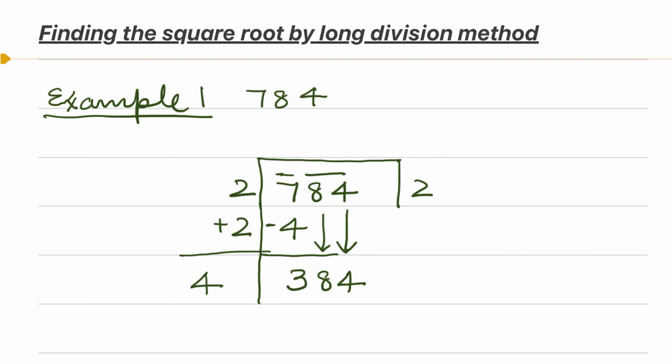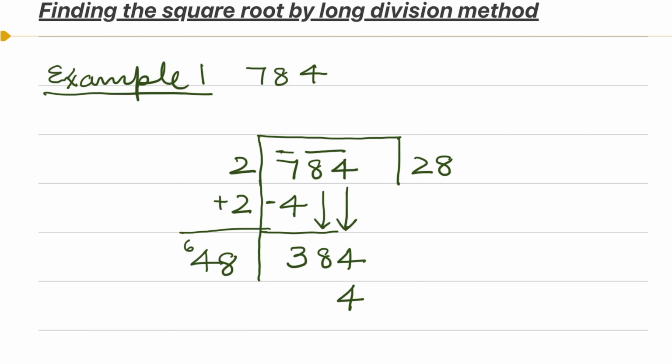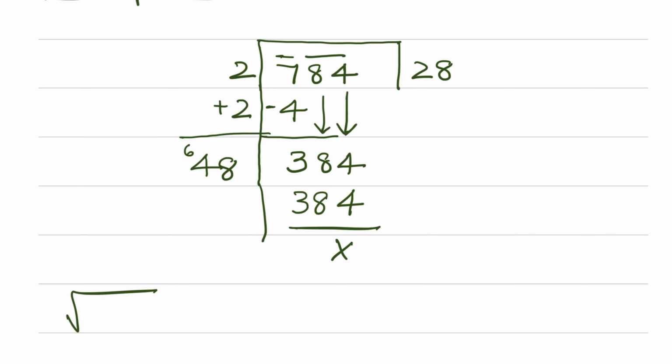9, 9 times 4 will be 36, but it will be more than 384 if I multiply 49 by 9. So let me take 48 and 8 here. So 8 times 8 is 64, 8 times 4 is 32 and 3 is 35, and we get 0. Okay, it's a perfect square. So I can see that the square root of 784 is equal to 28.